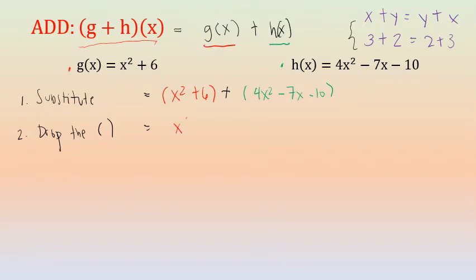So, it will become x squared plus 6 plus 4x squared minus 7x minus 10. Yan. Okay? So, ganun lang. Now, na-substitute na natin, first step, na-substitute na natin yung values ng ating functions. Na-drop na rin natin yung ating mga parentheses.